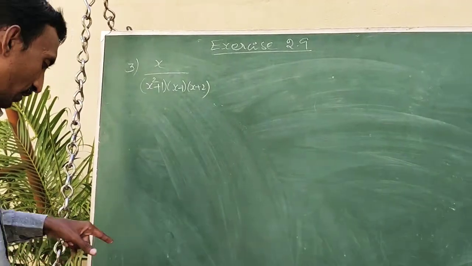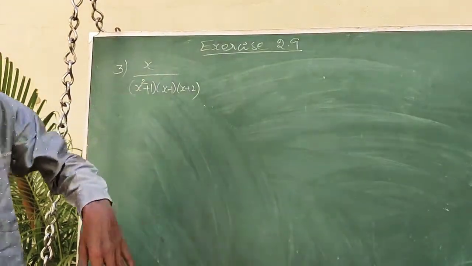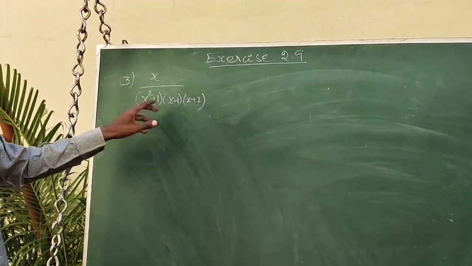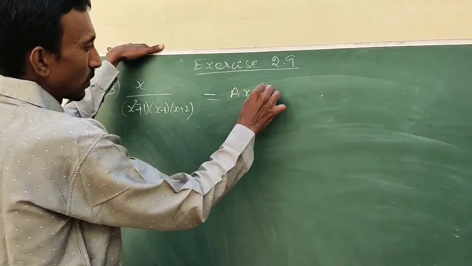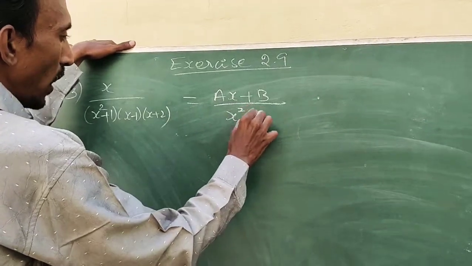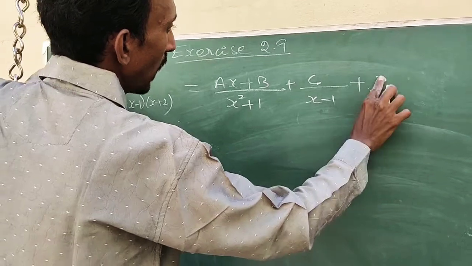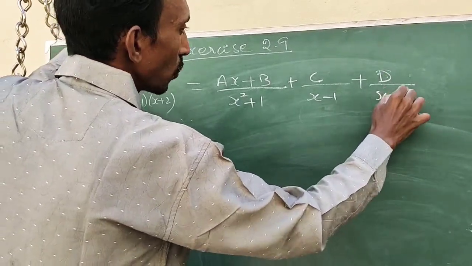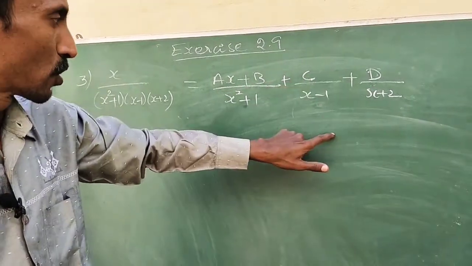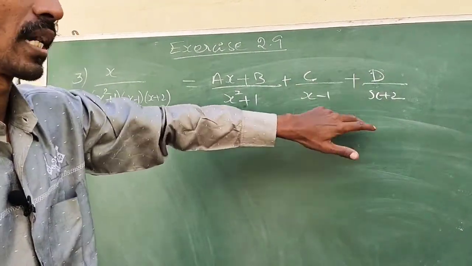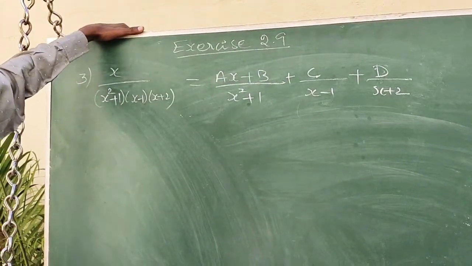Number 3, 5, 6 and 10. Already told you, 10 and 12 they are linear and also quadratic are mixing. So we can write this as ax plus b by x square plus 1 plus c by x minus 1 plus d by x plus 2. If you want you can write a by x minus 1 plus b by x plus 2 plus cx plus d by x square plus 1. Both are correct because a, b, c, d are arbitrary constants.